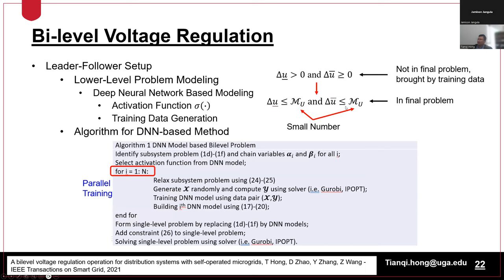And here is a summary of the algorithm for solving the bilevel voltage regulation problem based on the deep neural network. I will not go into the details. The details have already been covered by previous slides.